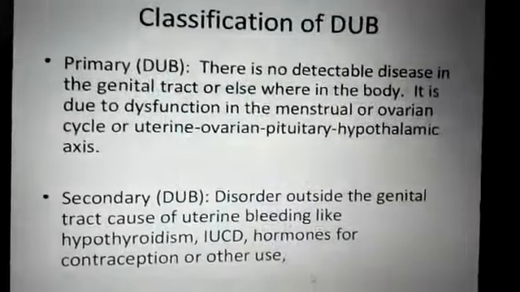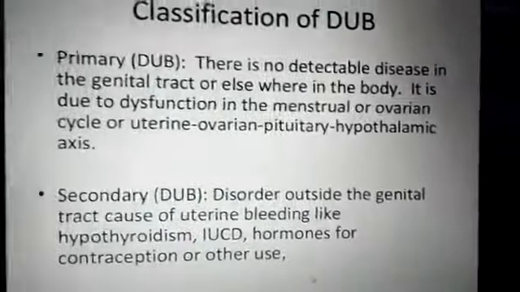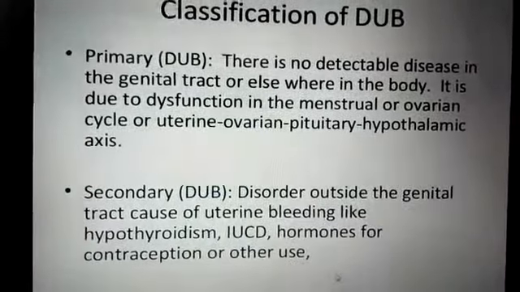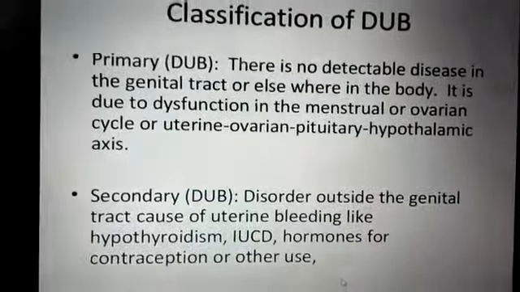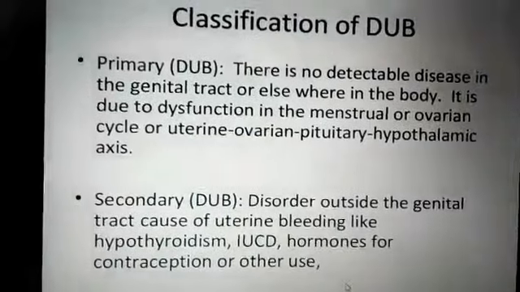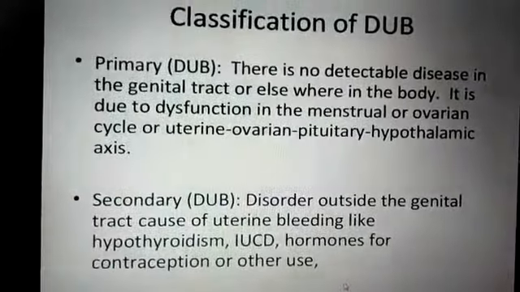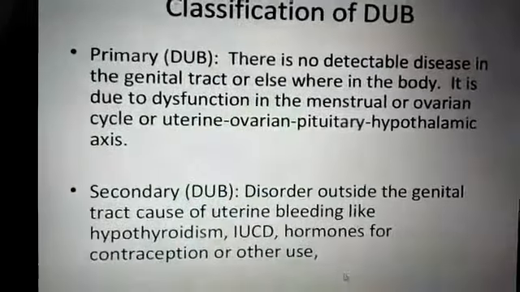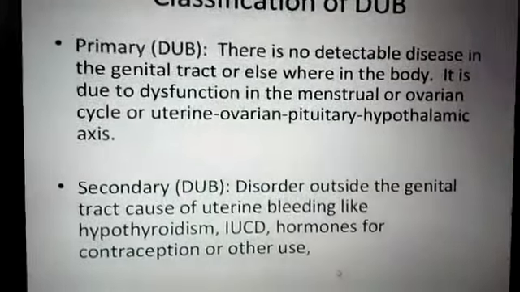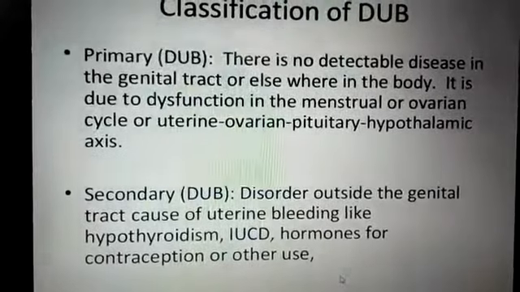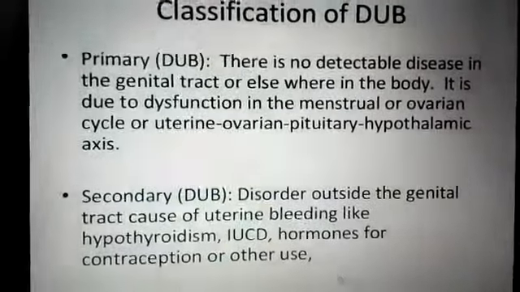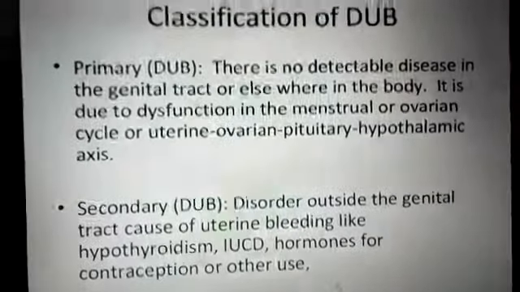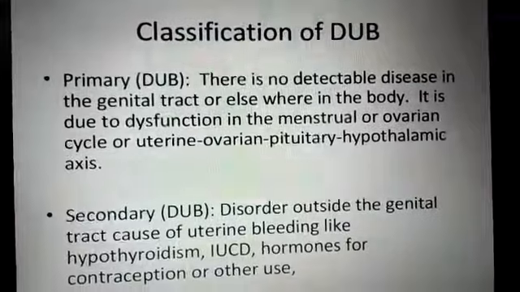So next we are going to see the classification of DUB. DUB is classified into two parts, primary DUB and secondary DUB. What is primary DUB? Here there is no detectable disease in the genital tract or elsewhere in the body. It is due to some problem with menstruation or the ovarian cycle, that is, the hypothalamo-pituitary-ovarian axis. That is a problem with the HPO axis.